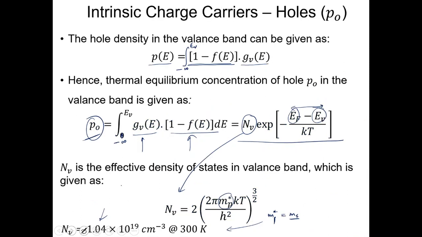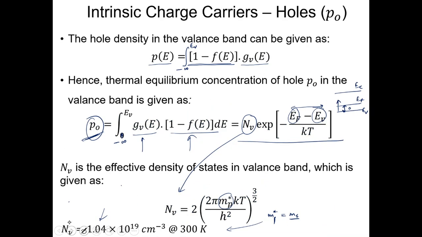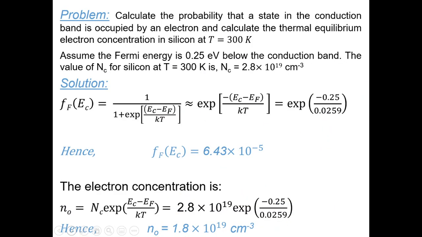Similarly in the case of holes, if this is the conduction band, this is the valence band, and this is the Fermi level, and we say that this gap is 0, the hole concentration is maximum. As this gap increases, as the Fermi level moves away from the valence band, this hole concentration will reduce. Similarly in the previous case, as the Fermi level moves away from the conduction band, the electron concentration will reduce. Okay, so let's look into a numerical problem.